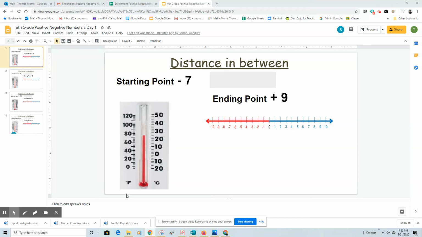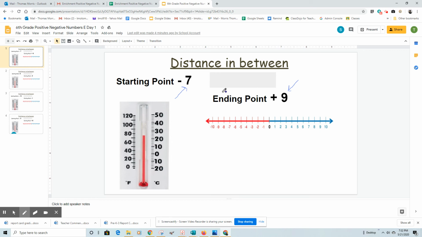Today's math enrichment is going to be looking at distance in between positive and negative numbers. We had a little preview on that this week when we were doing absolute values, and you'll see that in just a second here. We're going to be looking at a starting point and then an ending point. What I put on your slides here are the two most common ways to look at the use of negative to positive numbers, and that is with a thermometer and a number line.